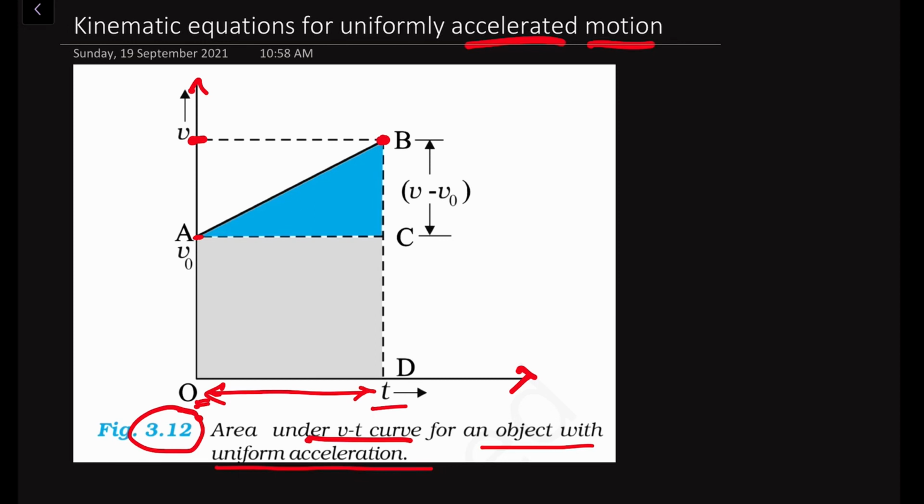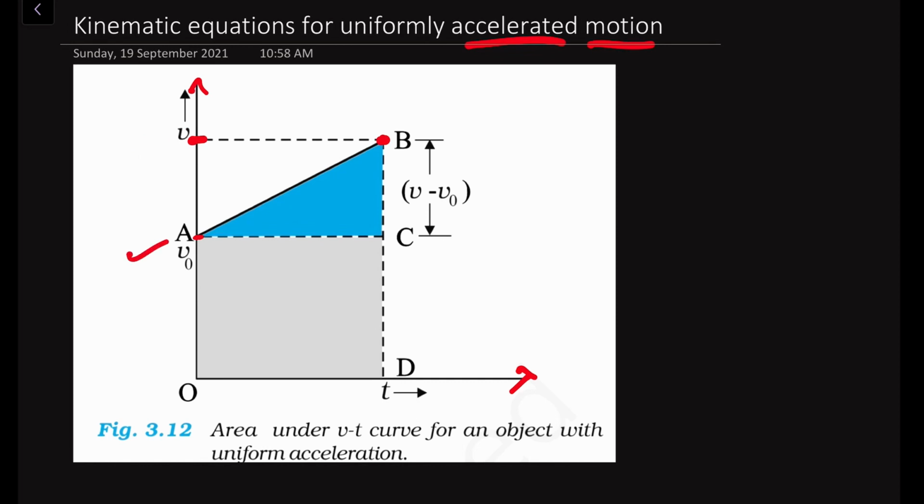We have this blue colored triangle and a rectangle here. We have to take the area under this curve and that will represent the displacement. Before deriving the equations we have to see some points. Here we can see the final velocity is this one, small v, and the initial velocity is v0.